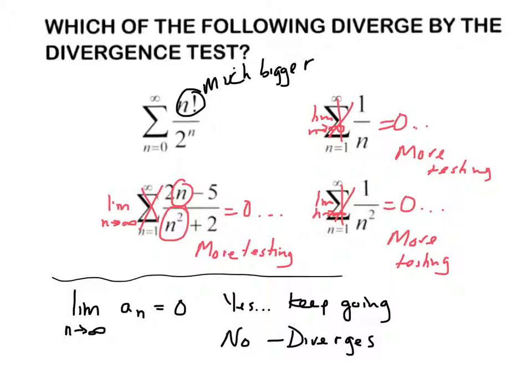So the limit, if n is going to infinity, is infinity. So only this one diverges by the divergence test. All the other ones you would need more testing to know for sure.